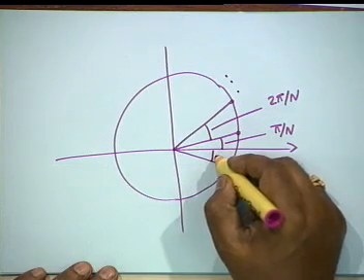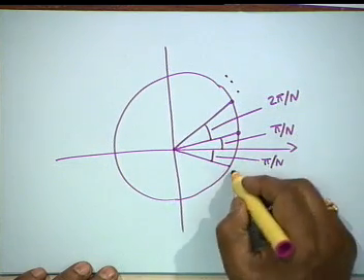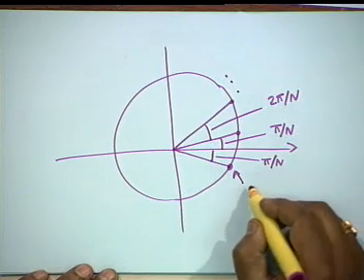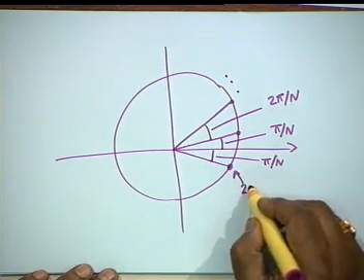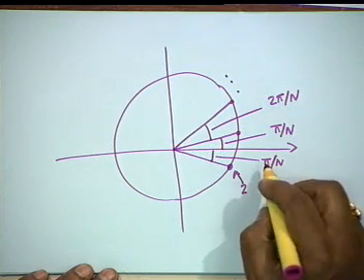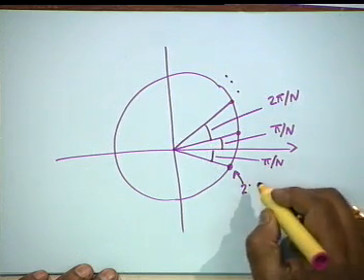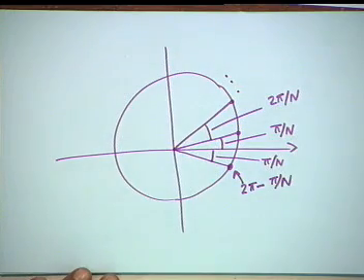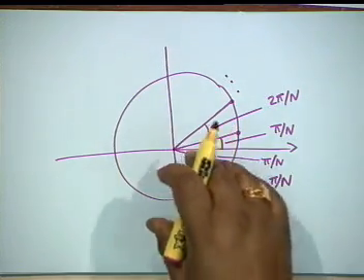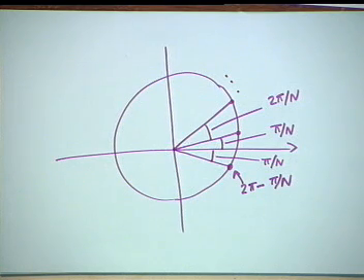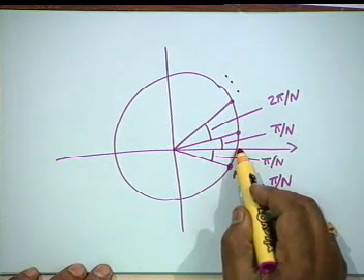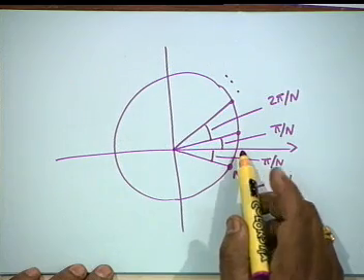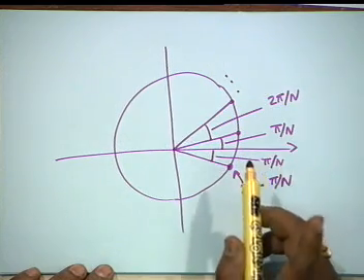Once again, this angle is also pi by n. This is the last sample, and this would be 2 pi minus pi by n. Agreed? 2 pi minus pi by n. This will be the last sample. Now, because of this sampling scheme, there is no capital H of 0. So, we do not have to have a real term.